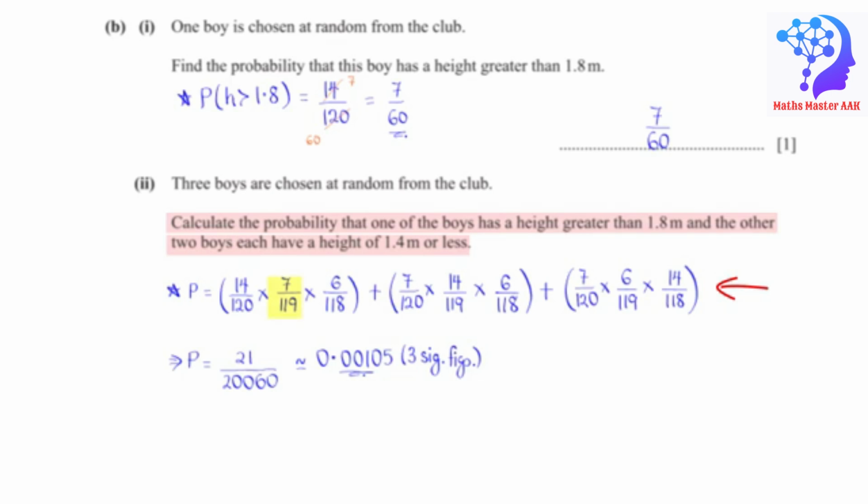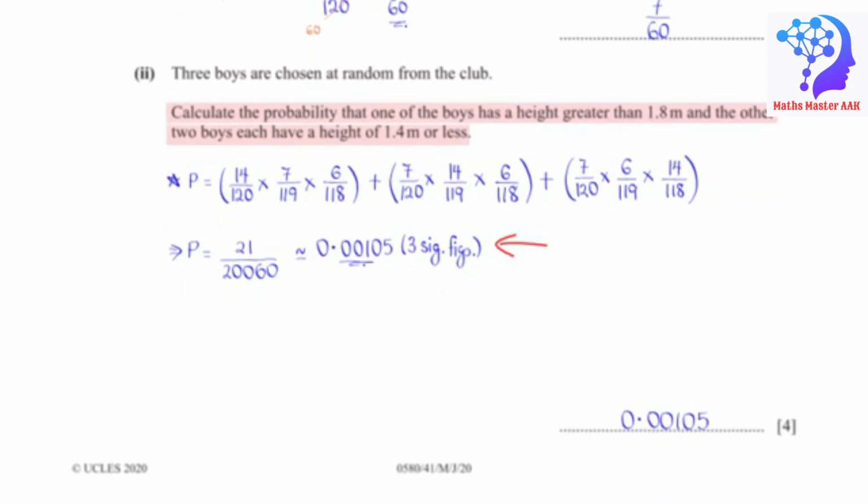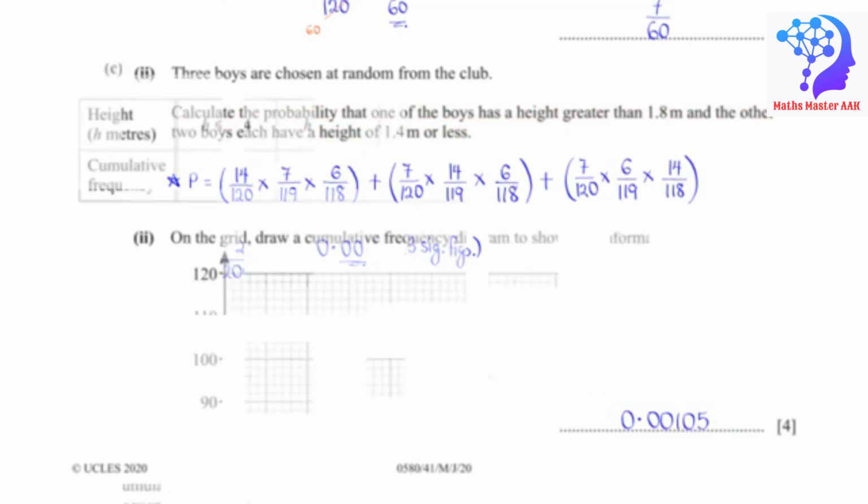After the second boy is picked, the probability that the third boy has a height of 1.4 meters or less is 6 over 118. There are 3 different variations for the orders in which these boys are picked, and so we can lay the probability down like this or multiply one probability by 3, and when we type this into the calculator we have 0.00105, correct to 3 significant figures.